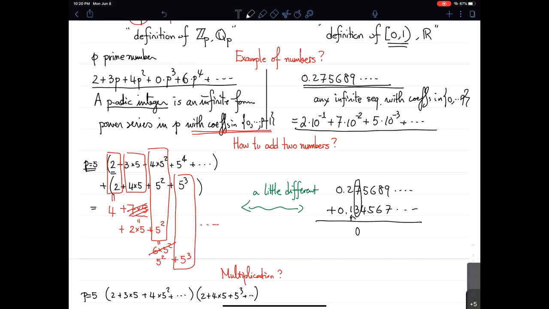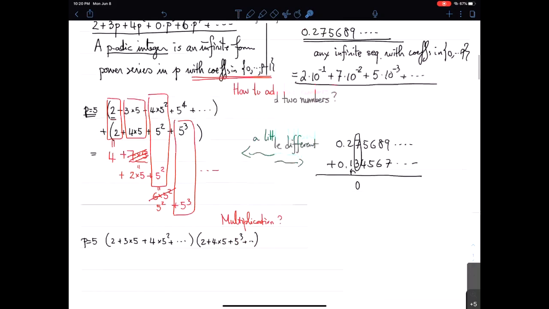But in general, I guess these two are relatively similar, in the sense that adding these numbers together as power series looks very much like what we do for p-adic numbers, except the p-adic numbers sweep to higher and higher powers of p. On the other hand, if we add real numbers, we sweep to the left somehow.